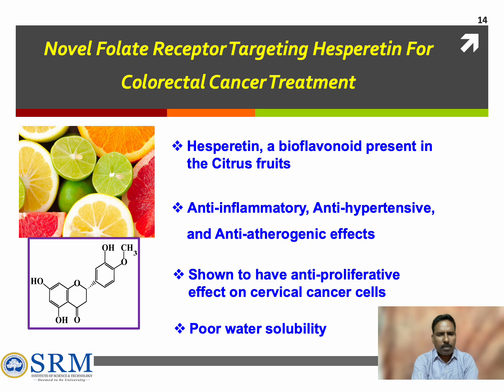Hesperetin is a bioflavonoid present in citrus fruits. It is shown to have anti-inflammatory, anti-hypertensive, and anti-atherogenic effects. Recent papers have shown that it has an anti-proliferative effect on cervical cancer cells. However, this molecule has poor water solubility.